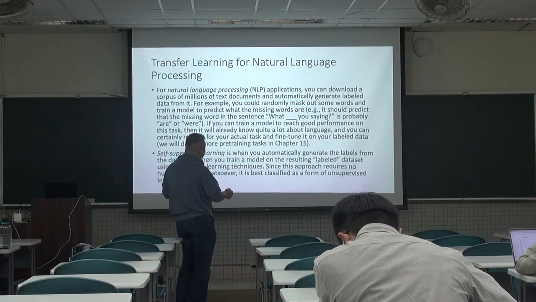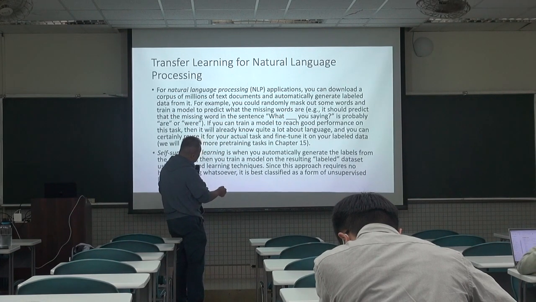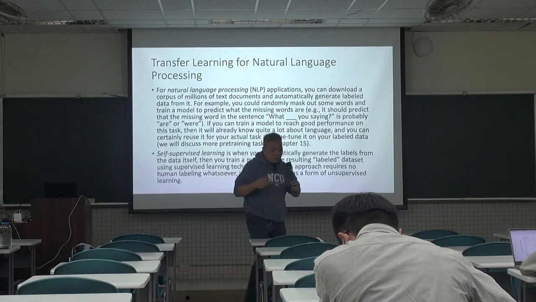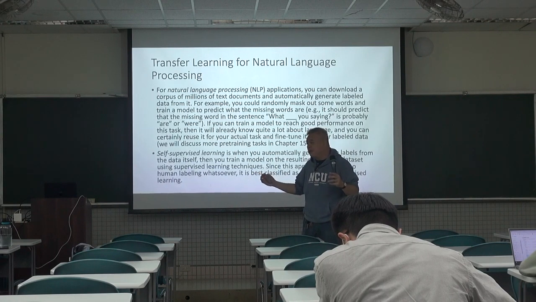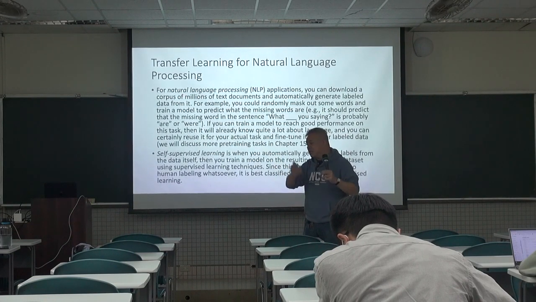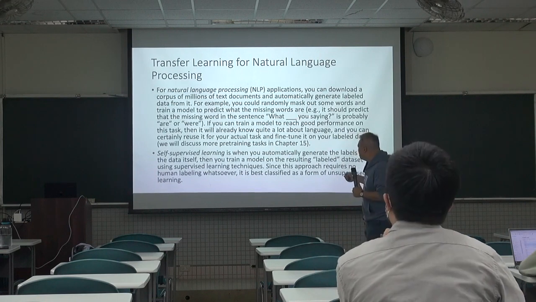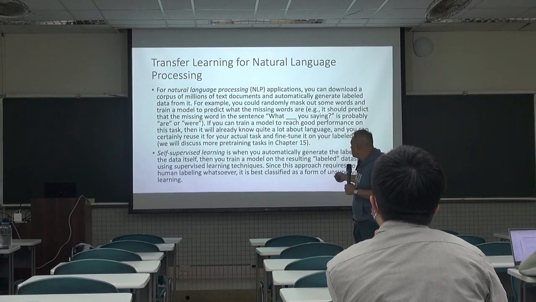For example, this sentence, "what are you saying?" You can randomly remove this word here. So this word can be either "are" or "were", right? You can use this way to train, because you have a vast amount of data. You download the whole Wikipedia, so there are millions of sentences. And because this word removing is done by you, you know the ground truth.